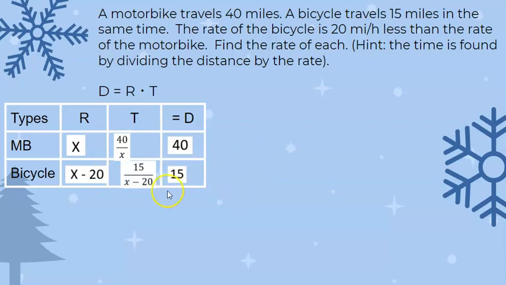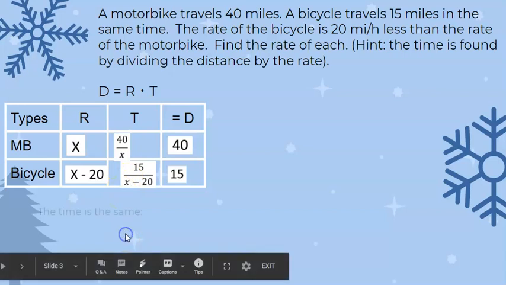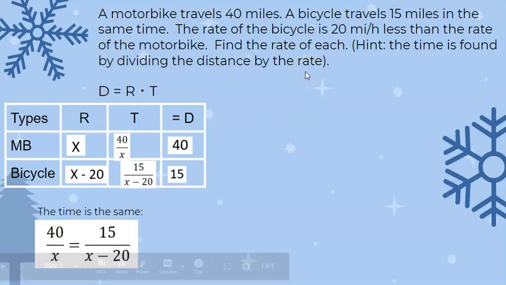Now, the thing about this problem is that these times are the same amount. Whatever they come out to be, it is the same amount of time that this is happening. So that is the key to getting this. So you want to set those two equations equal to each other. So 40 over x is going to equal 15 over x minus 20. And that makes this a rational equation.